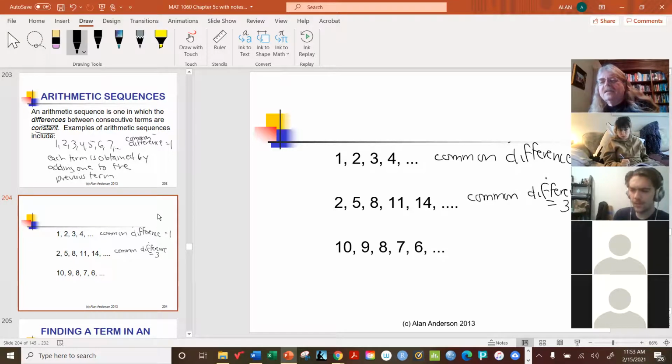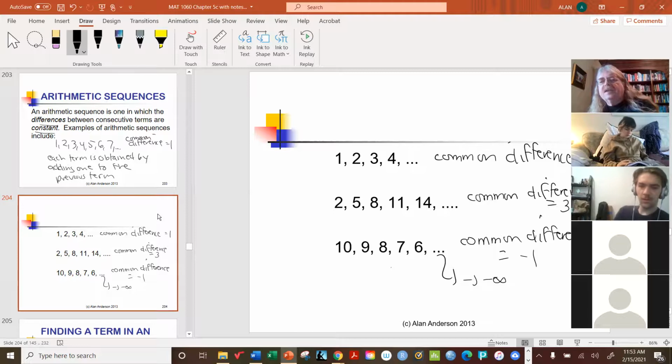Now, in the third case, again, we're not starting with 1. But look what's happening. The numbers are going down. Oh no, is that allowed? Yes, it is, because the common difference is just -1. And so, by the way, that means that this one is going down to negative infinity, rather than up to positive infinity.